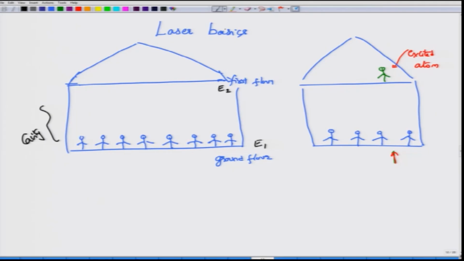For now, we will simply consider only 2 energy levels, which is typical of what we would be studying, and the difference between the 2 energy levels we will denote by E2 minus E1.